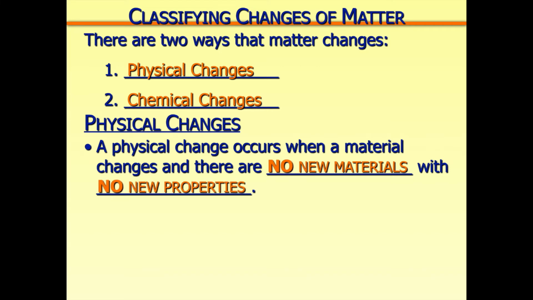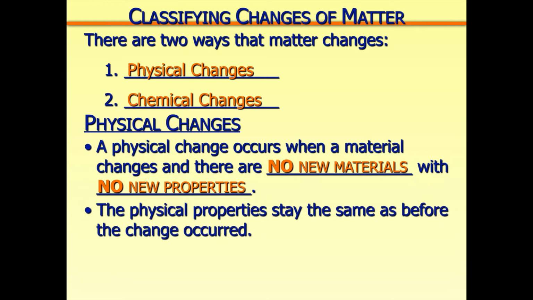The particles are all still in the same place together. They've just either been divided apart or their shape has changed. So things like that are all physical changes. So the physical properties stay the same as before the change occurred. So we don't make any new materials at all. Now, can you think of some examples of things that could be physical changes?